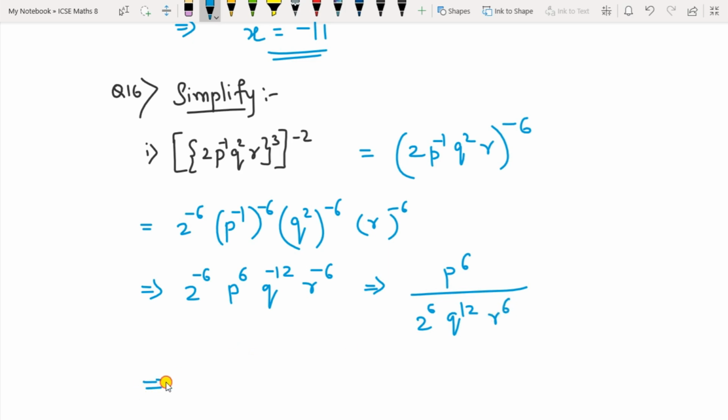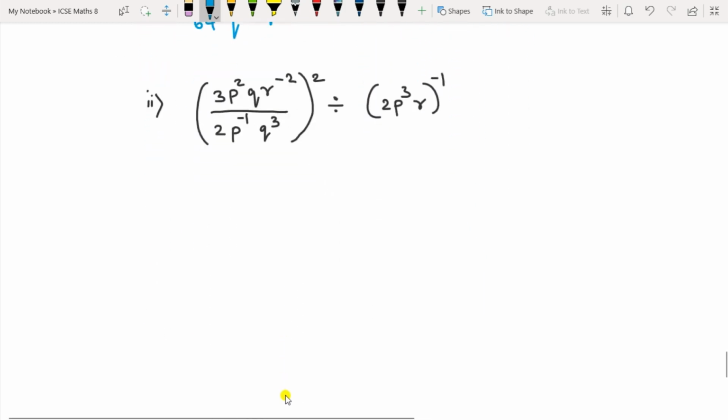So 2 raised to 6 means write the number 2 into 2 into 2. So it becomes how much? 2 raised to 6 is 64, q raised to 12 and r raised to 6. So this is the answer.